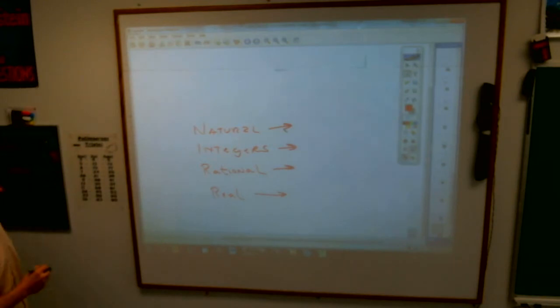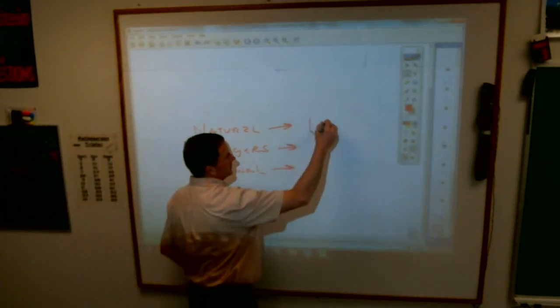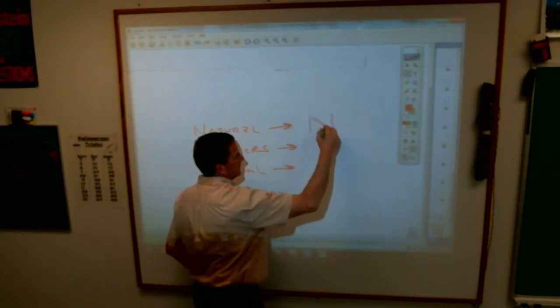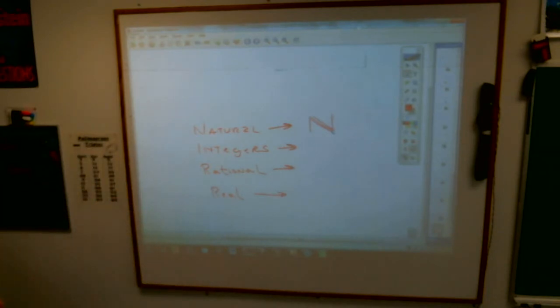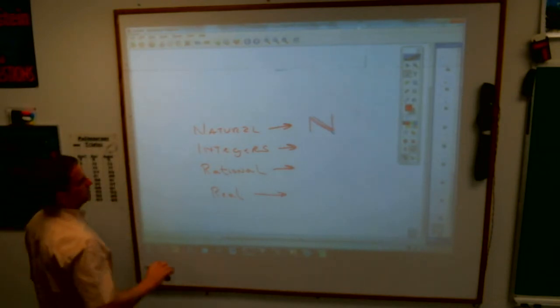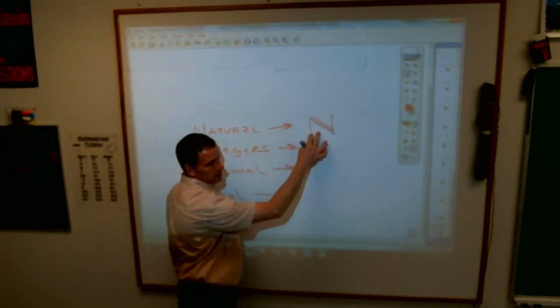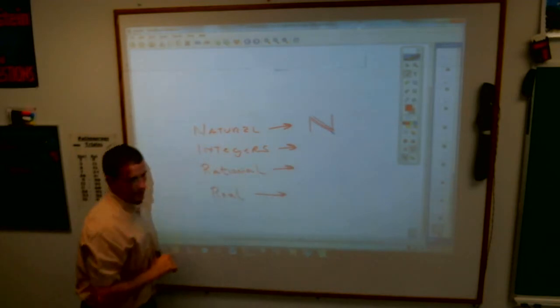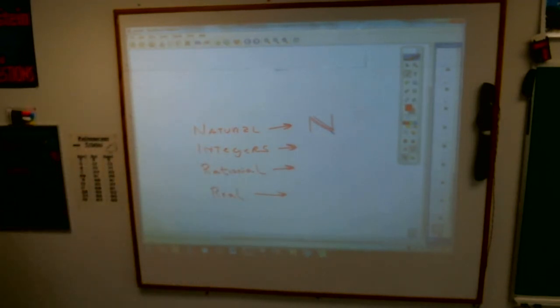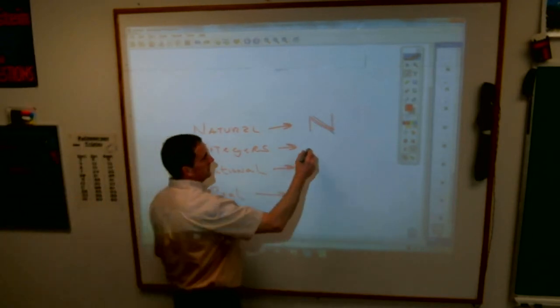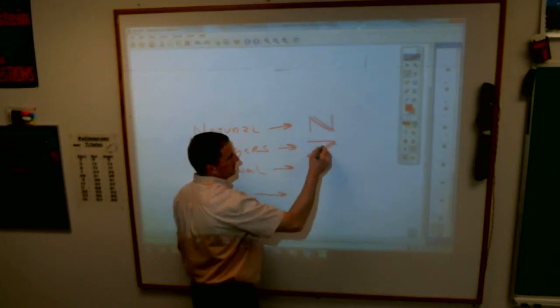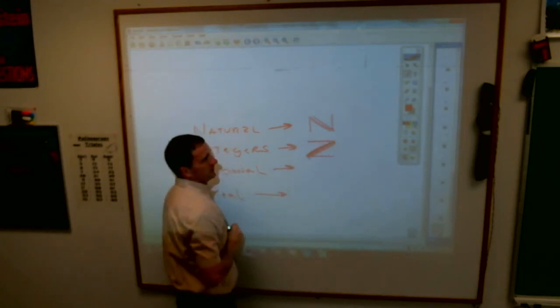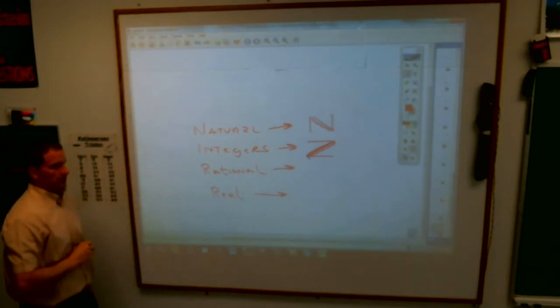If you see the letter N like this in a book, where this thing is double, that just stands for the set of natural numbers. Integers, guess what letter they use for integers? Anybody? Nope, a Z, and I don't know why. If you see this fancy Z that looks like that, that stands for integers.